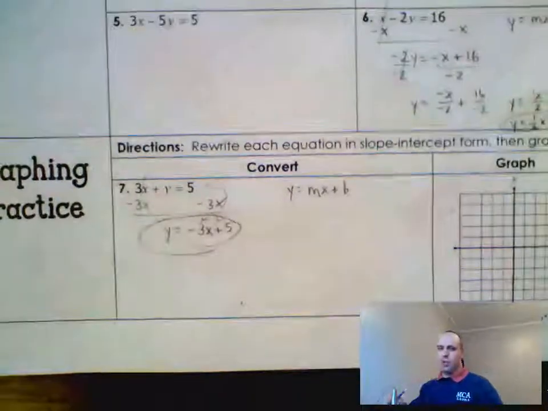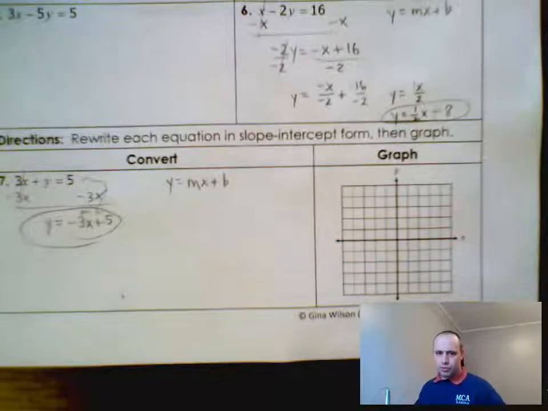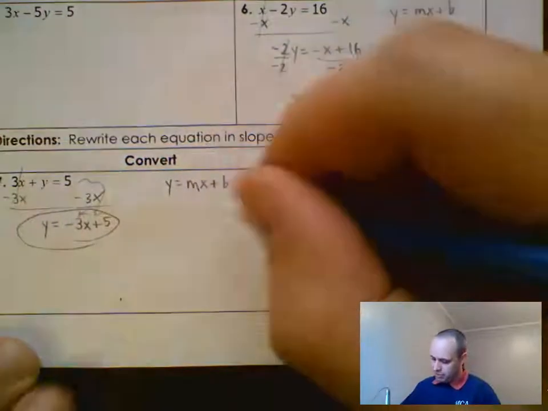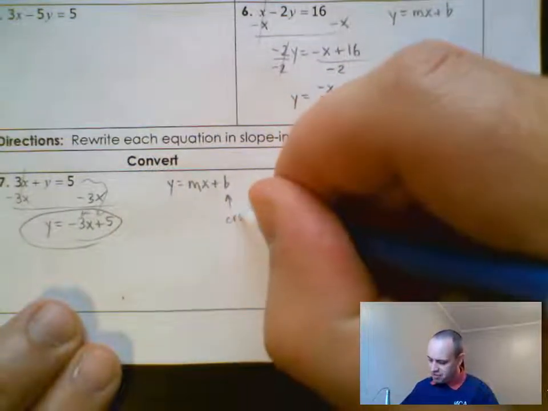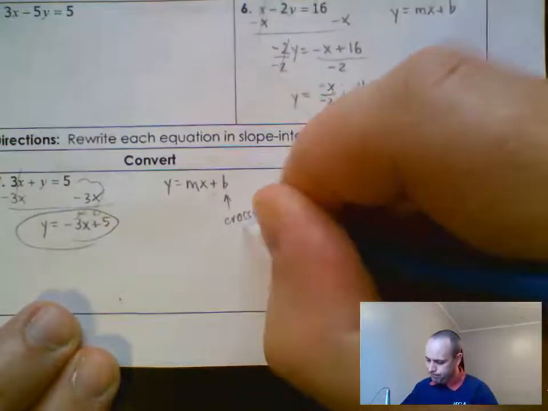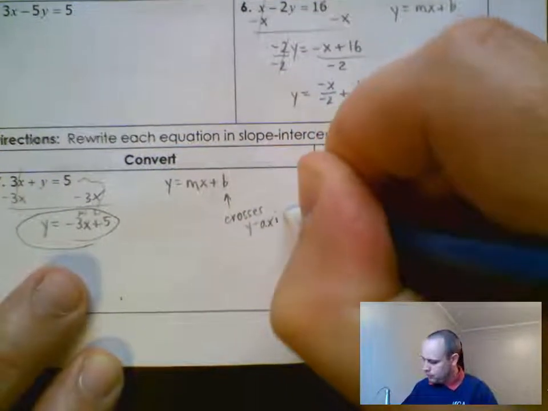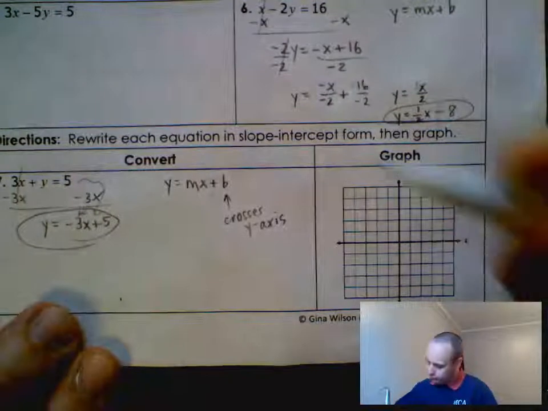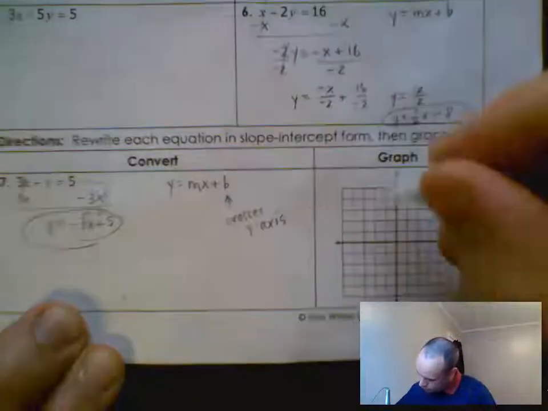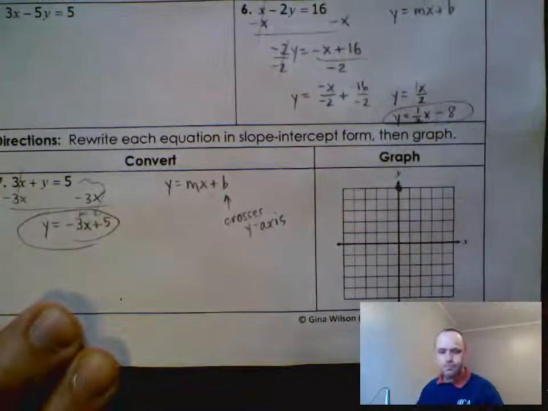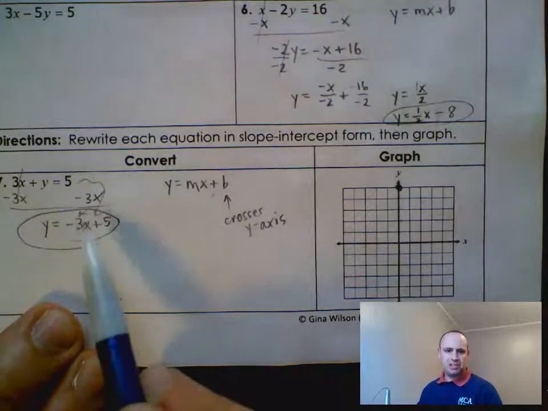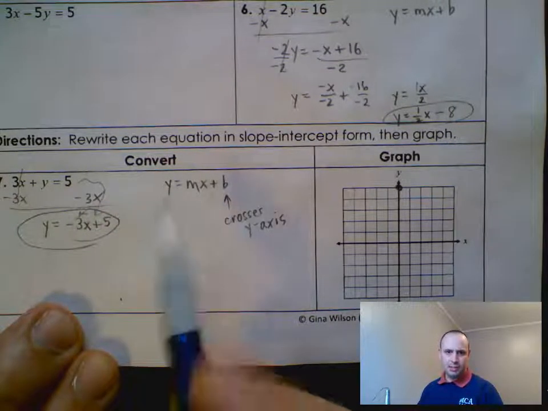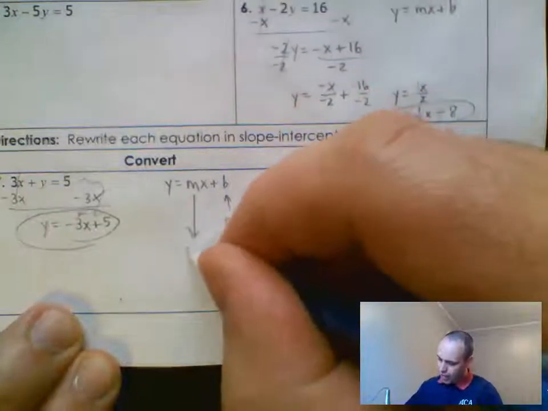Okay, now they want us to graph it. So we have to remember what these mean in slope-intercept form. This is where it crosses the y-axis. So in this case, it crosses the y-axis at plus 5. So we'll put a dot there. And then this number is the slope, right? The m is the slope, which is rise over run.